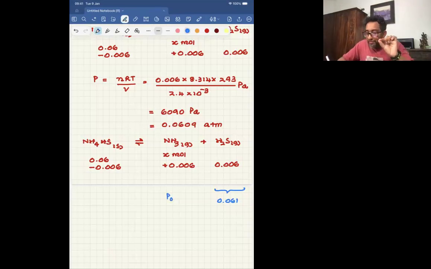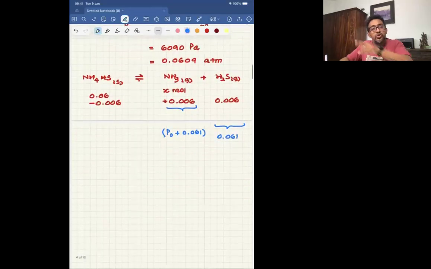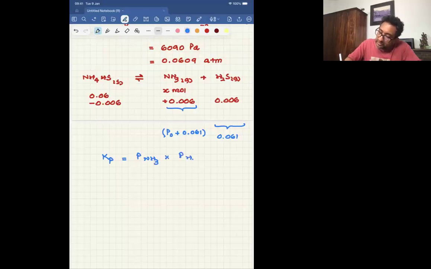The X number of moles of ammonia gives you P naught. And this is also 0.061 ATM. This is the pressure. These two, when you multiply, you should get Kp. Kp is equal to, what is that? Partial pressure of ammonia multiplied by partial pressure of hydrogen sulfide. Partial pressure of ammonia is P naught plus 0.061, multiplied by this, which is also 0.061. ATM squared is equal to 0.05 ATM squared.